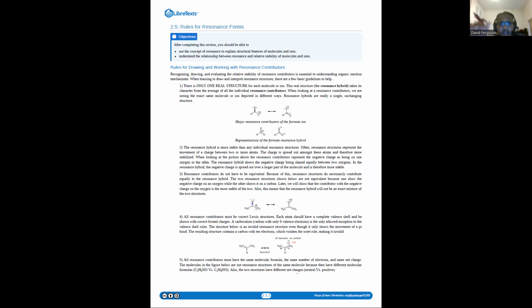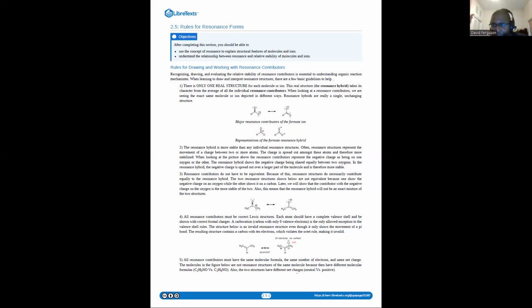The second objective says to understand the relationship between resonance and relative stability. What is that saying? The delocalization of the electron cloud around the entire molecule contributes to stability, or gives us an idea of stability. The stability of a molecule comes from several properties, but one of the things that contributes to it is the delocalization of the electron cloud.